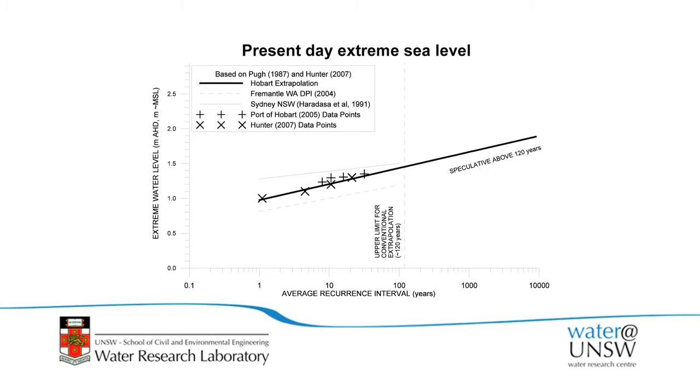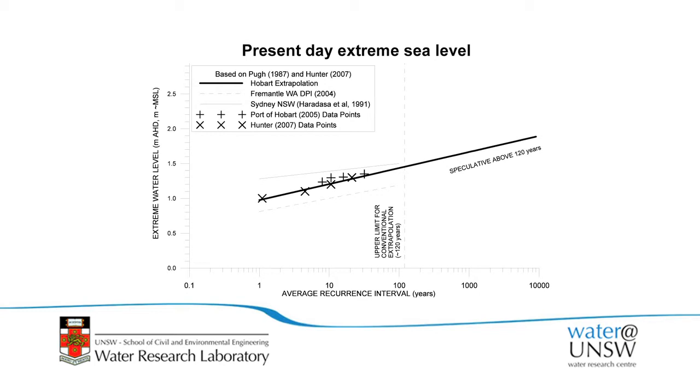Here's a few examples from places around Australia. This is just an extreme water level based on tide gauges. It pretty much applies from the open coast of Fraser Island all the way to Hobart. Most of these curves do. And here's a few examples.